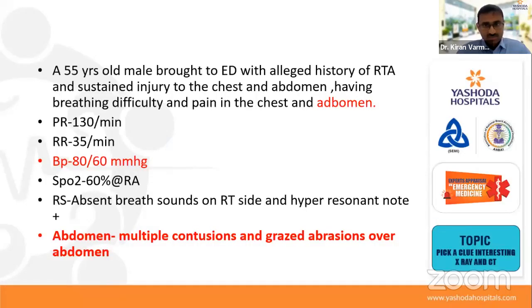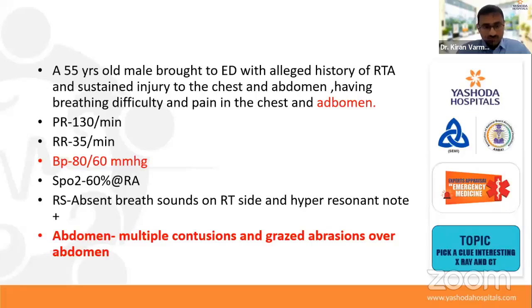Then the same patient was having abdominal pain. Then BP was again like 80/60. So on abdominal examination, multiple contusions and graze abrasions over the abdomen. Here the clues are RTA, pain in the abdomen, and low BP. On per abdominal examination, multiple contusions and graze abrasions over the abdomen.